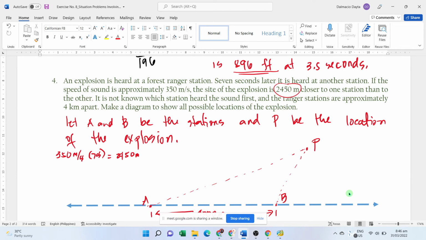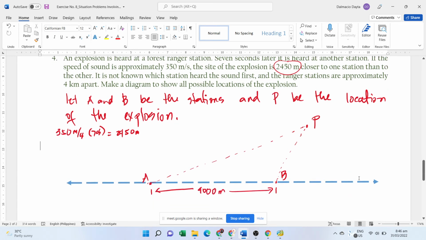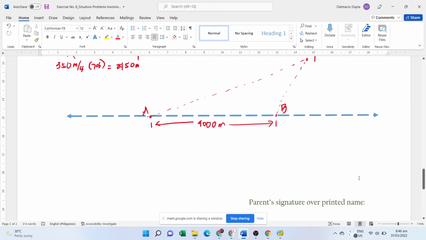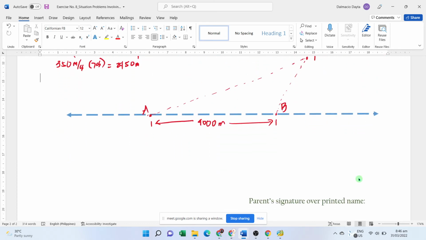Now, the distance between the stations is 4,000. That means the difference between the distances is 2,450 meters. That is another distance. So let us just take that one so we no longer need the absolute value. But the absolute value of the difference is 2,450.